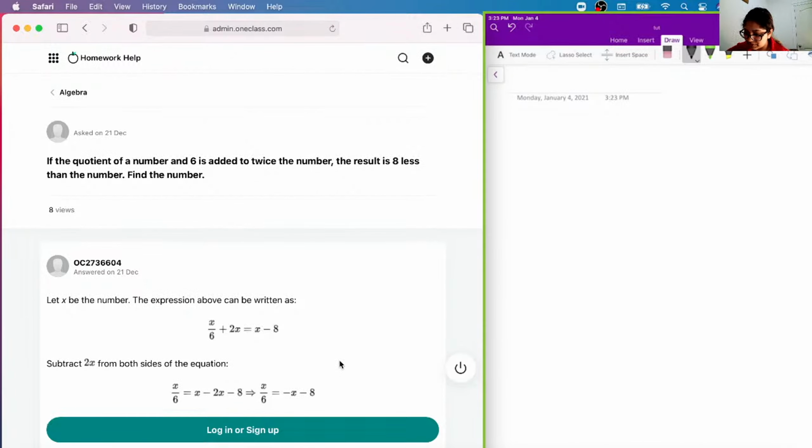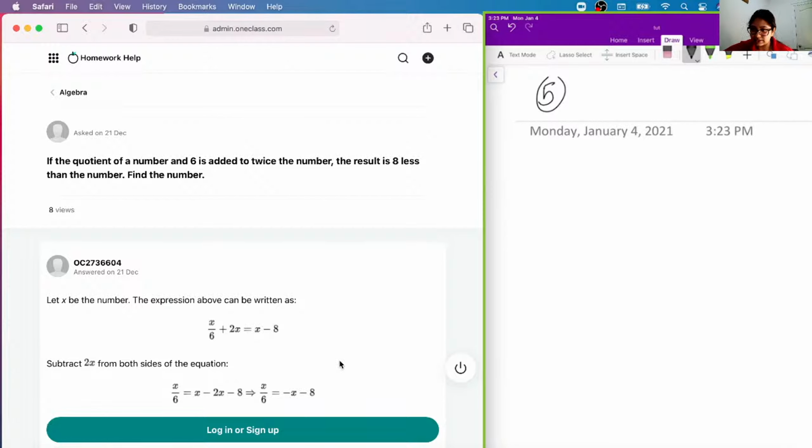Okay, so our next question, number 5, says: if the quotient of a number and 6 is added twice to the number, the result is 8 less than the number. So we have to find the number.